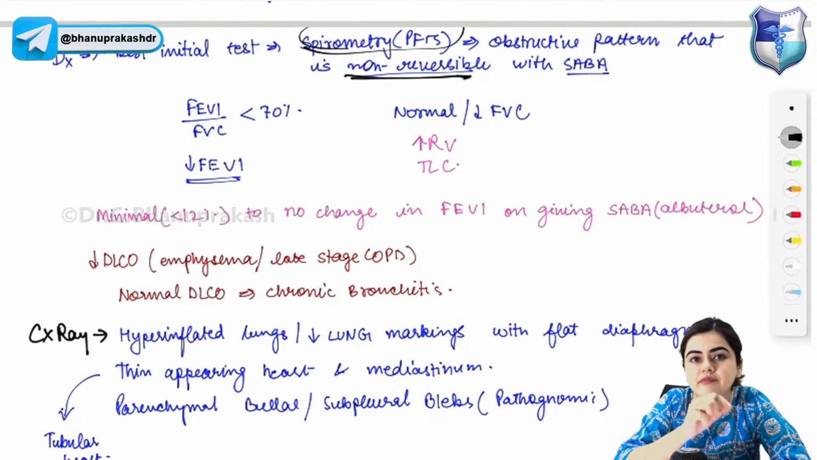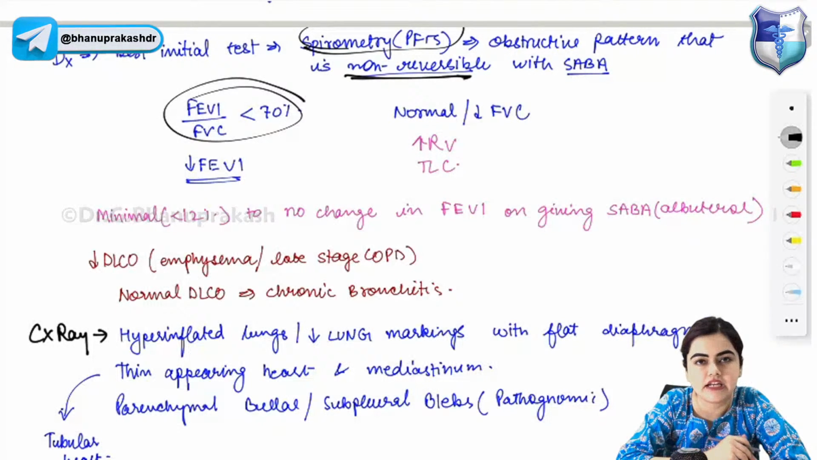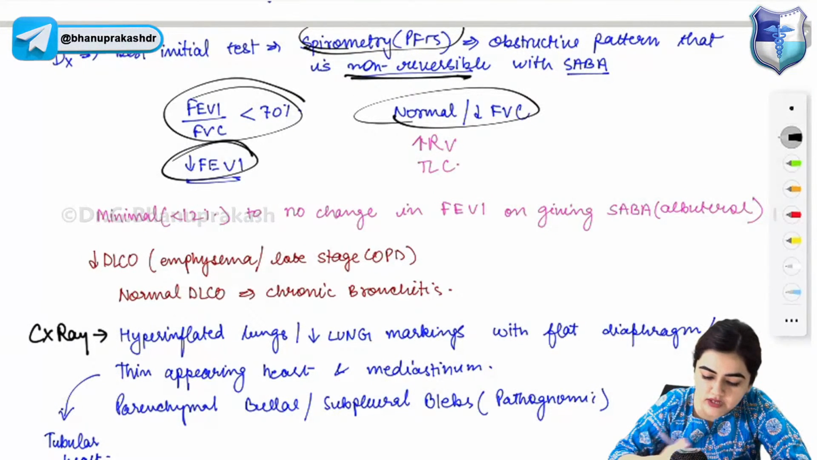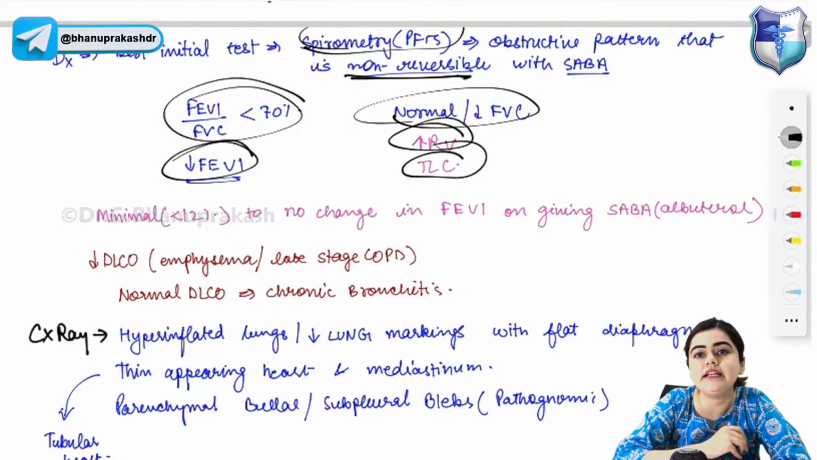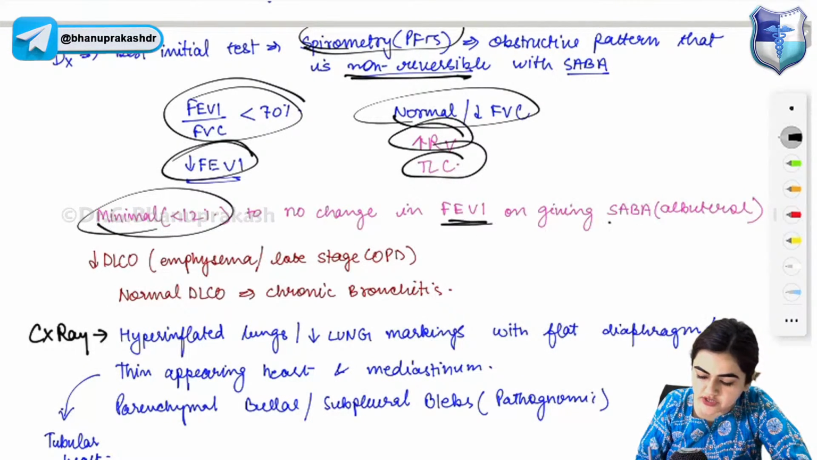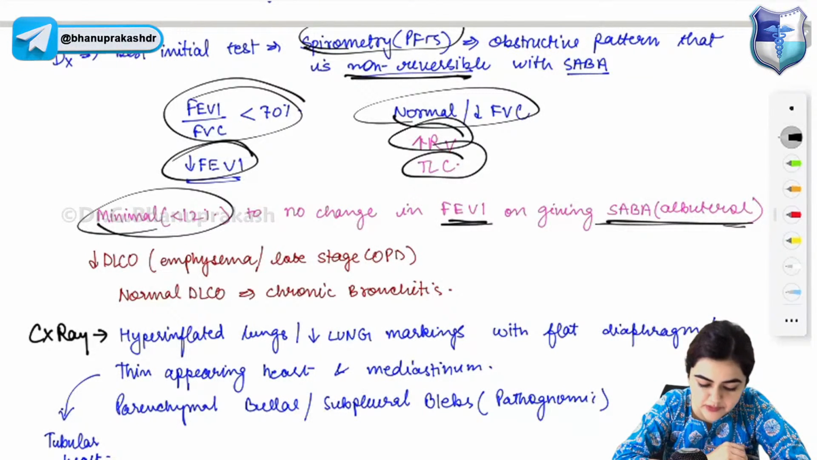Now, FEV1 by FVC is less than 70% in case of chronic obstructive pulmonary disease. The FEV1 value is decreased. FVC is normal or can be decreased. The residual volume is increased, and total lung capacity is also increased in case of COPD. When you give SABA to the patient, there will be minimal change in FEV1. Less than 12% change or no change in FEV1 on giving SABA is the diagnosis of COPD.